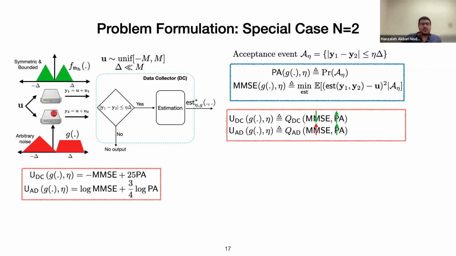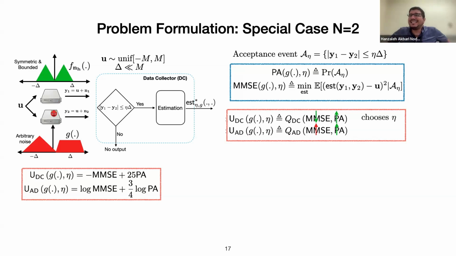Let me give you an example. For example, here you can see for the data collector, it is an increasing function with respect to the probability of the acceptance, while it is a decreasing function with respect to the error. Also for the adversary, it is an increasing function with respect to both the probability of the acceptance and also the error. So this is the only assumption that we are using for the utility function. We are not talking about the convexity, concavity, and nothing else. Just there are some increasing or decreasing functions with respect to some variables.